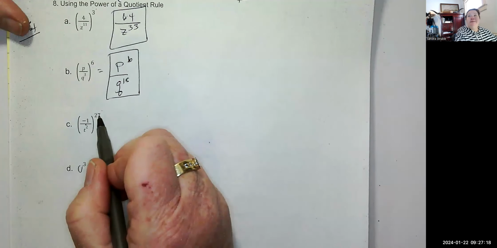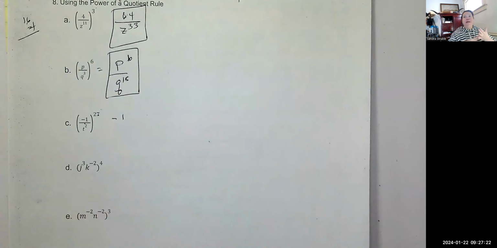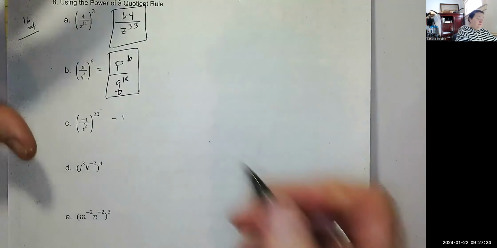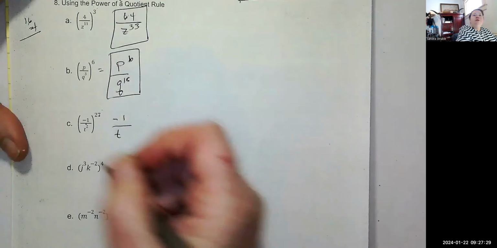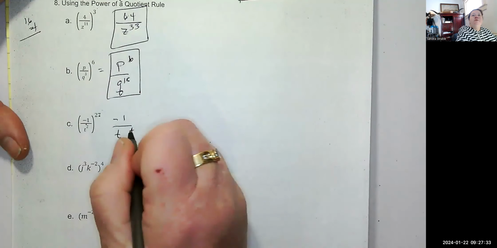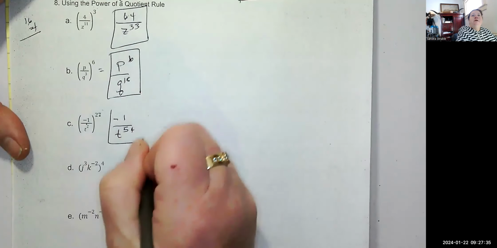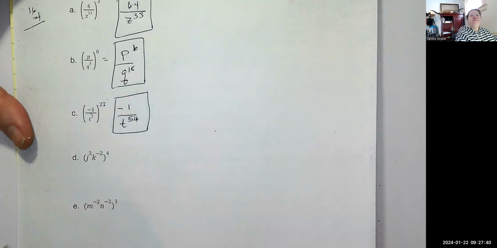Negative 1 to the 27th, it's going to be negative because it's an odd. So negative 1 times negative 1 times forever and ever, it's going to be negative 1 over T to the, so 2 times 27 is what? 2 times 7 is 14, 54. Looks right. So negative 1 over T to the 54.